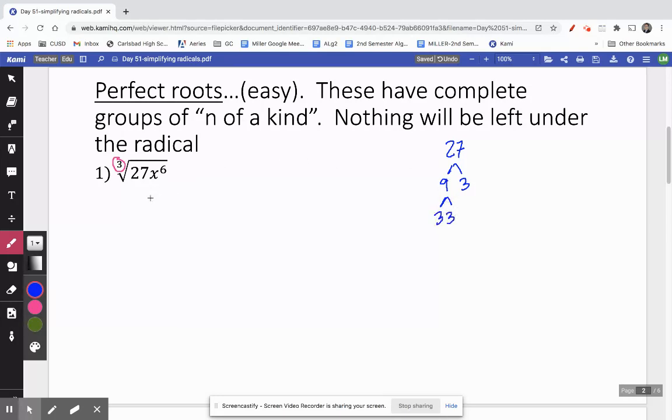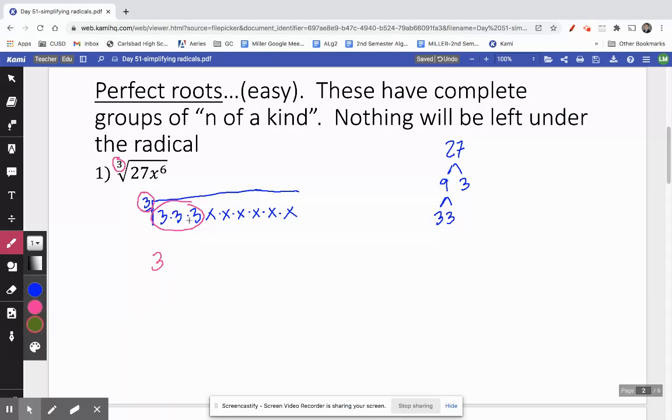So I can rewrite 27 as 3 times 3 times 3. And I can rewrite x to the 6th as x times x times x times x times x times x. Remember, I'm looking for groups of 3 of a kind. If I have a group of 3 of a kind, one of them gets to come outside, because once you've removed it from inside that radical, you've taken the cube root of it, okay? So the cube root of 3 3s is just 3.